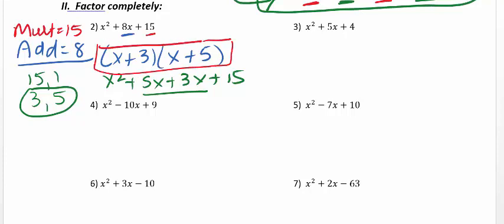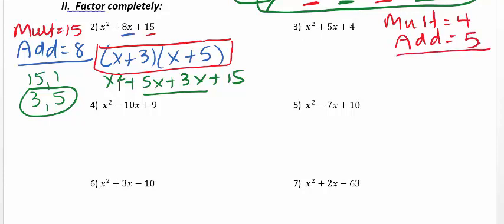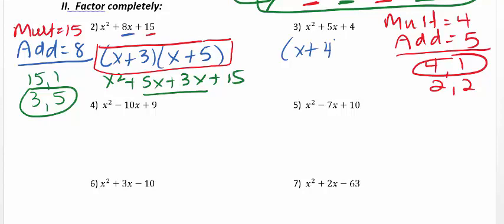In number 3, we're going to factor x squared plus 5x plus 4. We're going to look for two numbers that multiply together to be c, which is 4, and then add together to be 5. Two numbers that multiply together to give me 4 could be 4 and 1, or 2 and 2. When I add them together, it has to be 5, so it has to be 4 and 1 for that to work. So when I factor this, I'll rewrite it as x plus 4 times x plus 1.